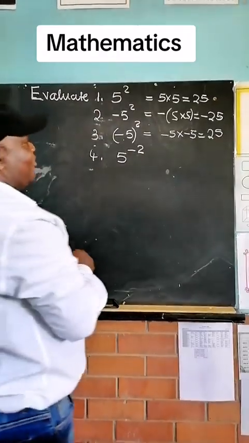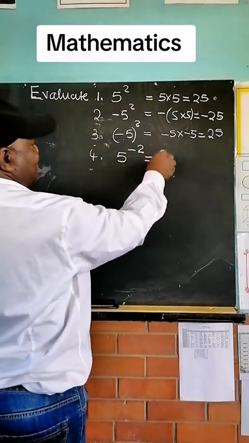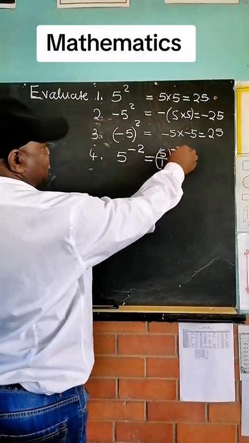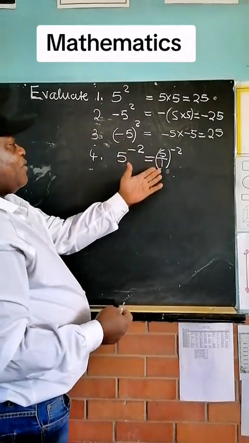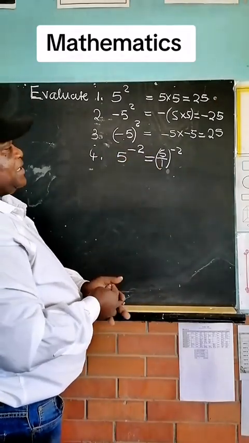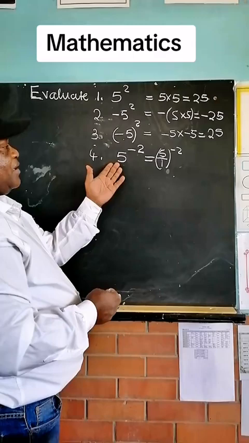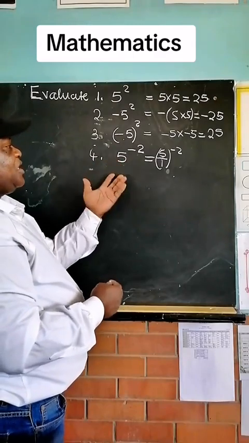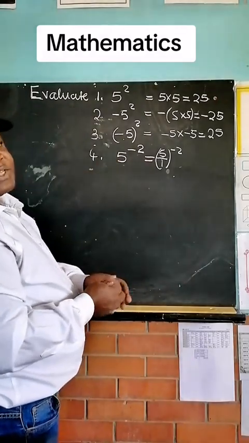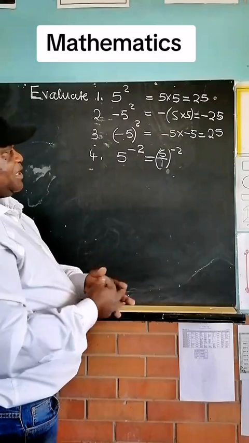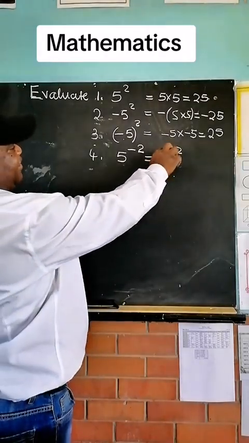Looking at number 4, let's rewrite this as 5 over 1, all to the exponent negative 2. I haven't changed anything. 5 is the same as 5 over 1. 1 is an identity for division and for multiplication. When divided by 1, any number won't change. When multiplied by 1, it won't change. So 1 is called a multiplicative identity or a division identity. So the whole essence is to create a fraction.